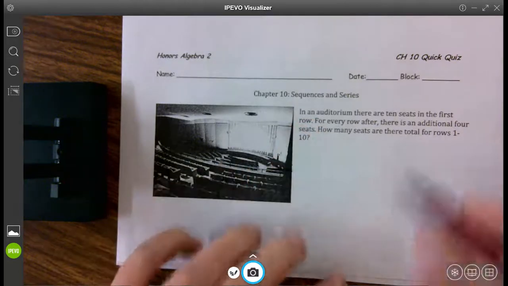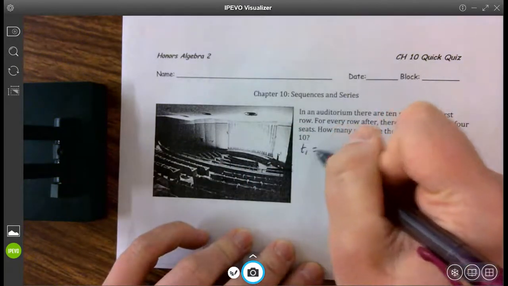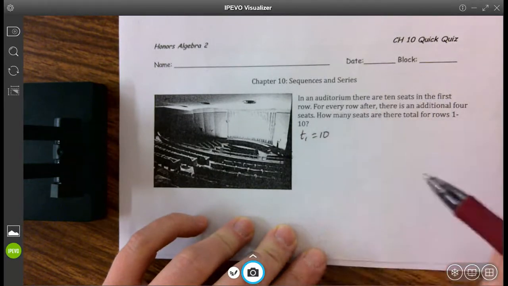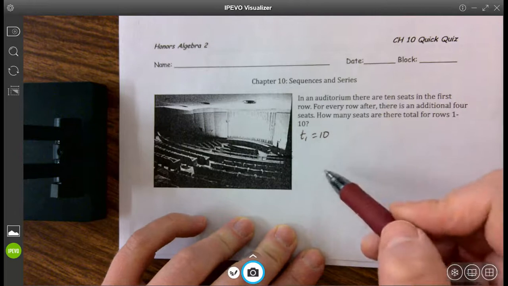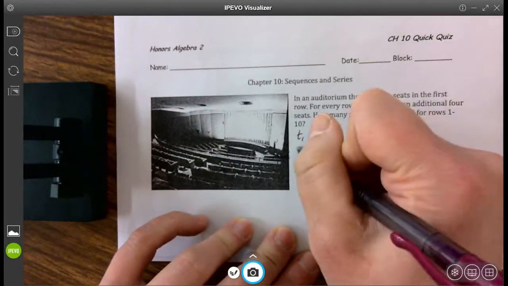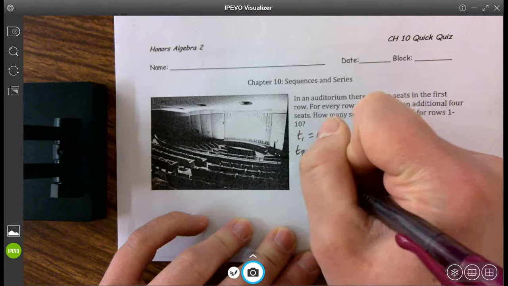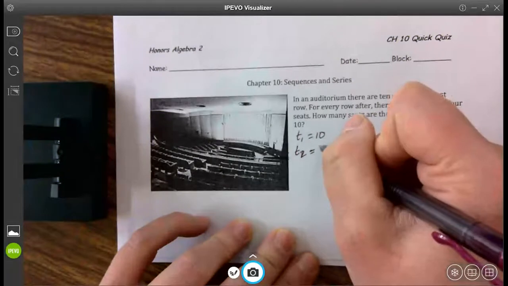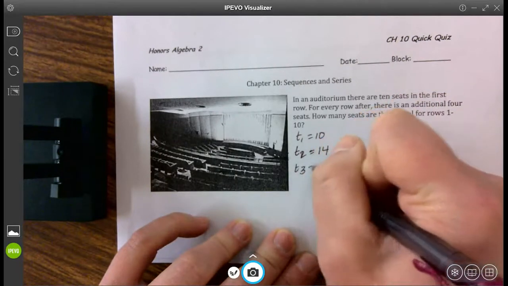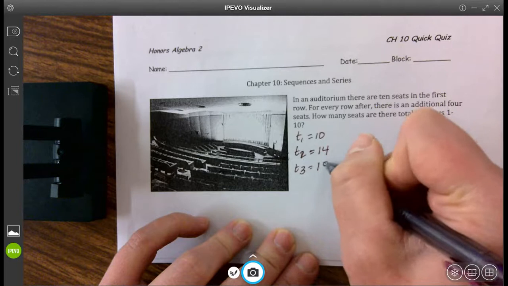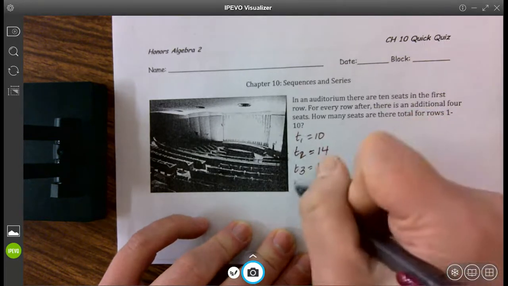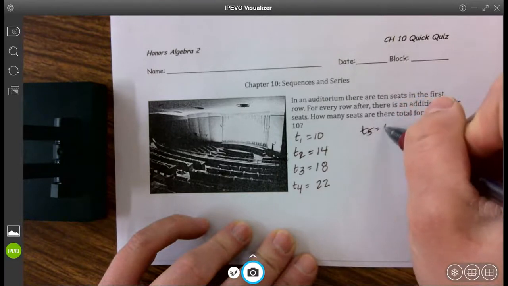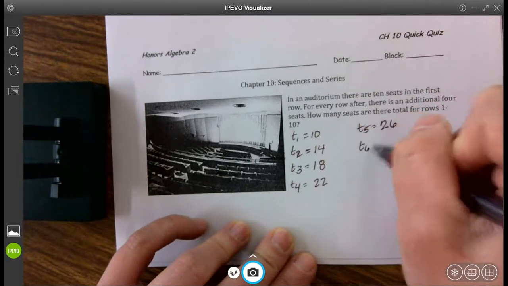It says, in an auditorium, there are 10 seats in the first row. There's an additional 4 seats for every row after. How many seats are there total? So I asked students to go ahead and find it. So row 2, we know there's an additional 4 seats. So we say 14. Then row 3, there's an additional 4 seats, which is 18. Row 4, there's an additional 4 seats. 5, there's an additional 4 seats. 6.